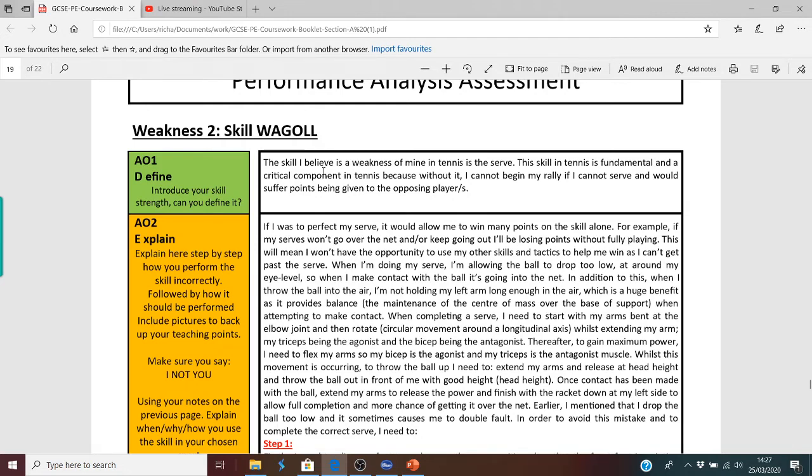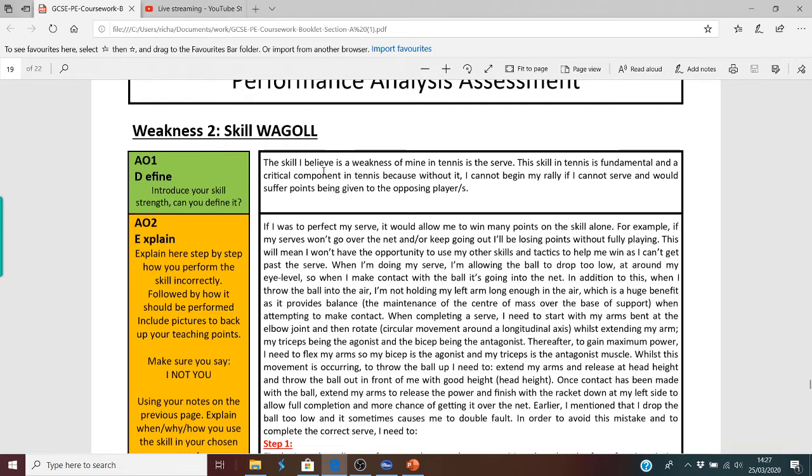So what we've got to do is really start off with what the serve is. I'd be looking here at you talking about what the serve is and where it fits into the game. You've then got to explain why it's a weakness and the impact it has on your activity. So again, we need to explain and go through step by step, just like we did for the strength, about how we're going to do this piece of work.